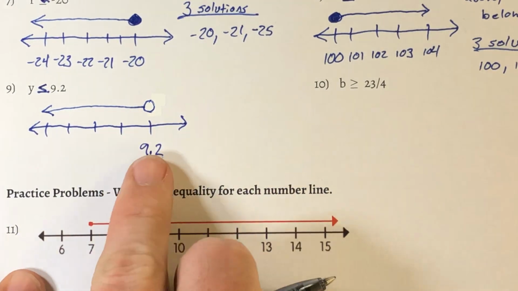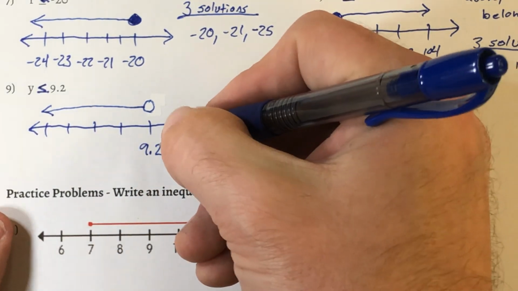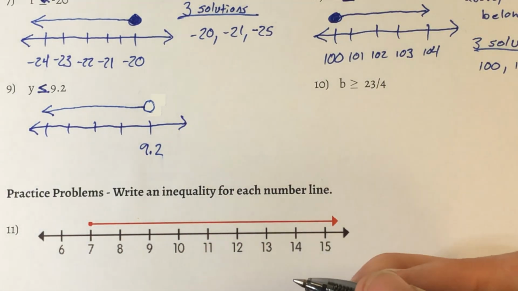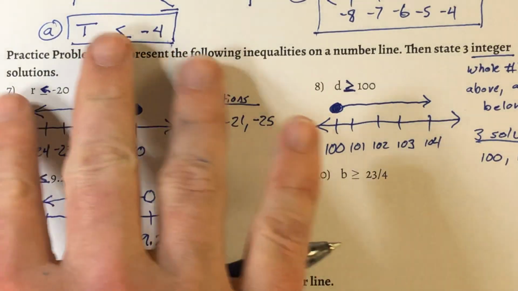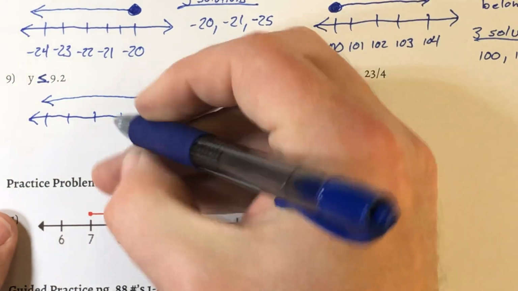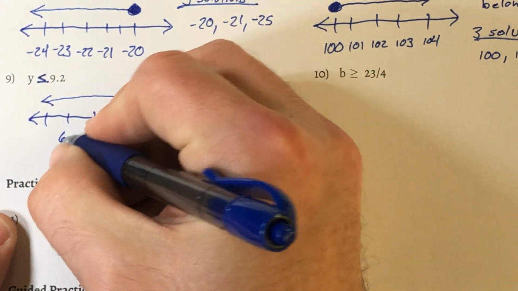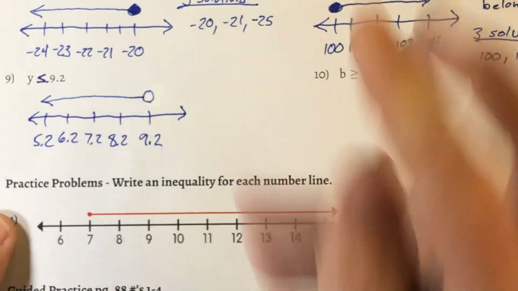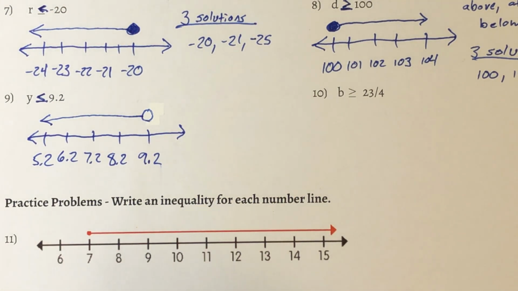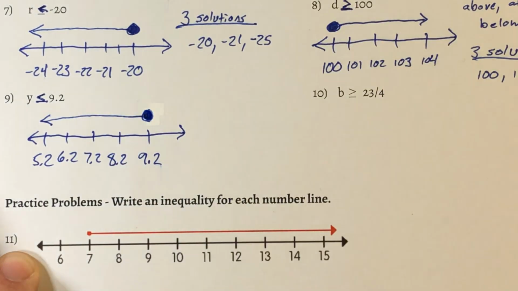Okay, I want numbers less than 9.2. I could count by ones, I could count by tenths. It doesn't matter as long as you're consistent unless you're given guidelines. Since my question doesn't necessarily give me any guidelines, I'm just going to count by ones. So 9.2, 8.2, 7.2, 6.2, 5.2. As long as you're consistent, you can do pretty much whatever you want unless you're given guidelines. All right, it could be equal to 9.2, so let's include that by shading that circle.